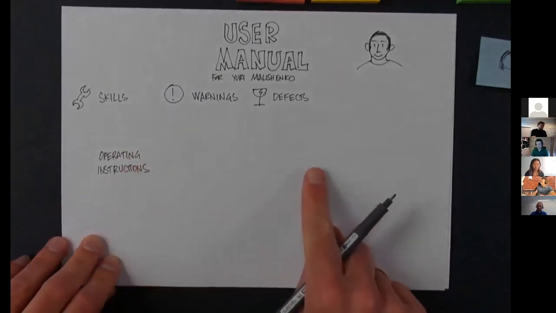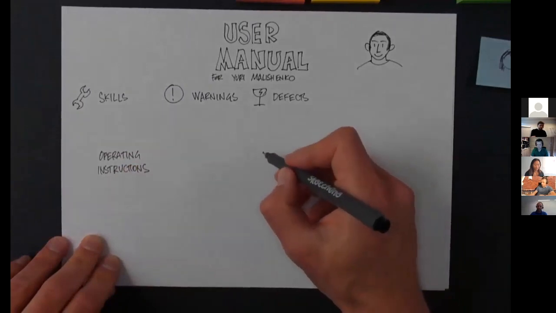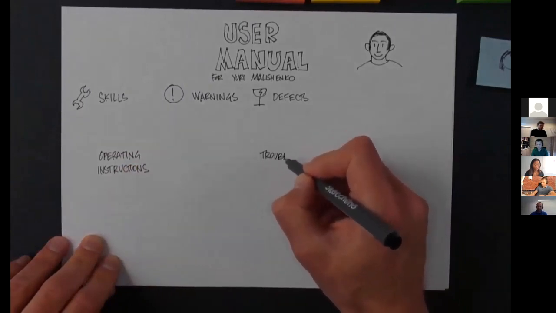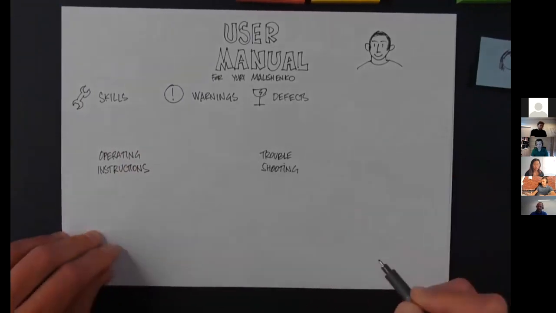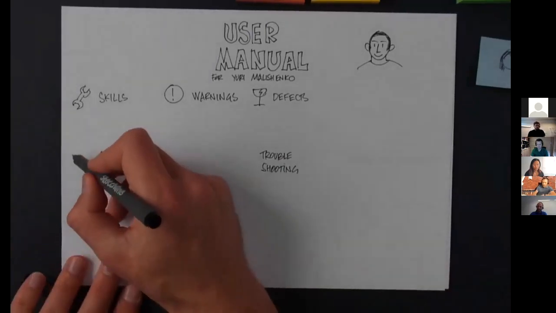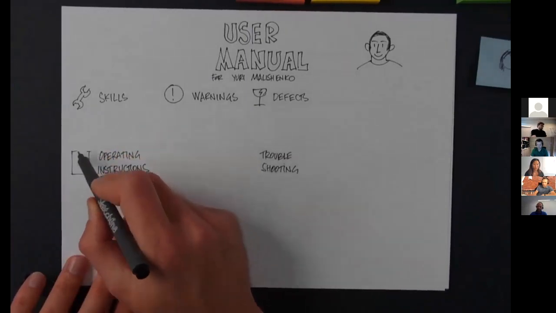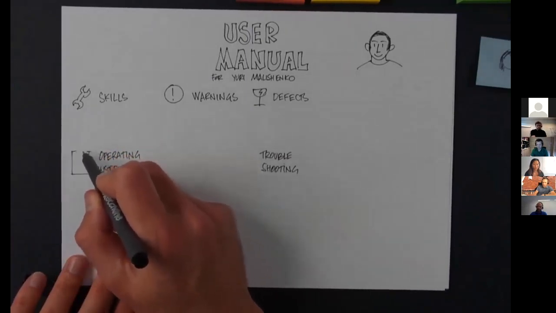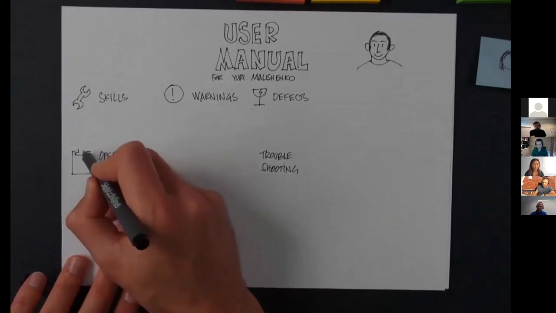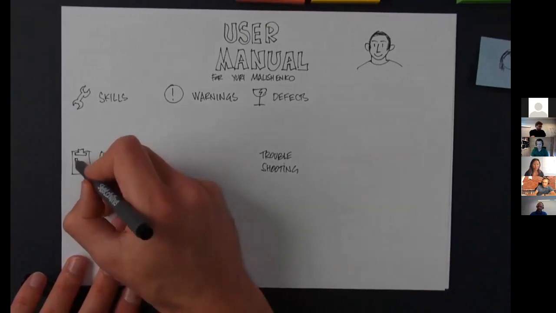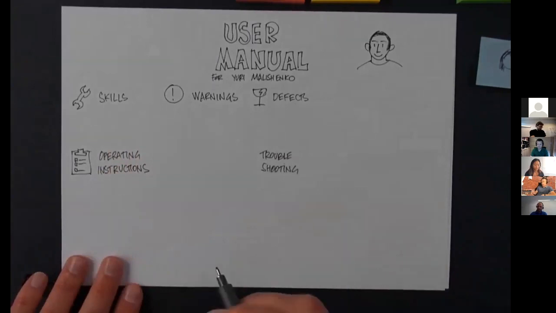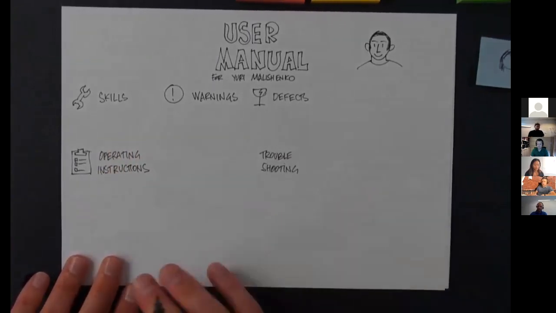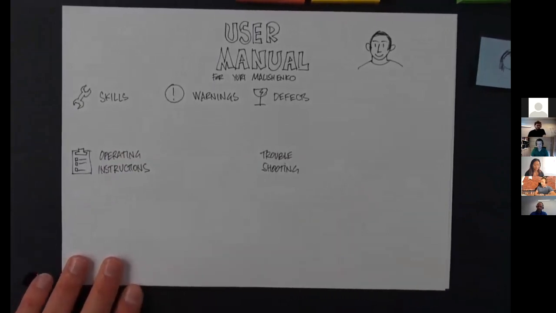And somewhere here, the troubleshooting. Okay, so operating instructions. I would just go ahead and draw a clipboard. You start with a rectangle here, leaving an open space in here, and then the clip goes here, and then a couple of two or three boxes with the lines, a kind of a checklist. So that's a possible icon for the operating instructions.